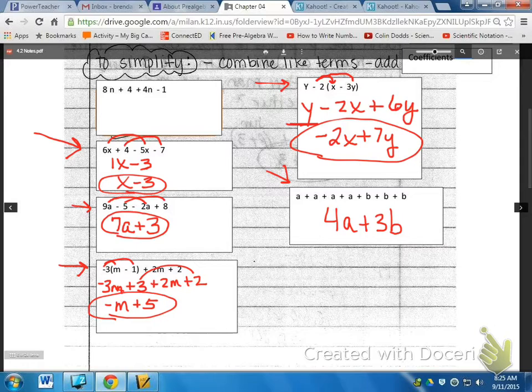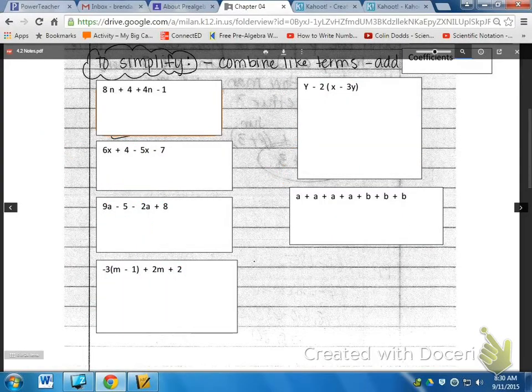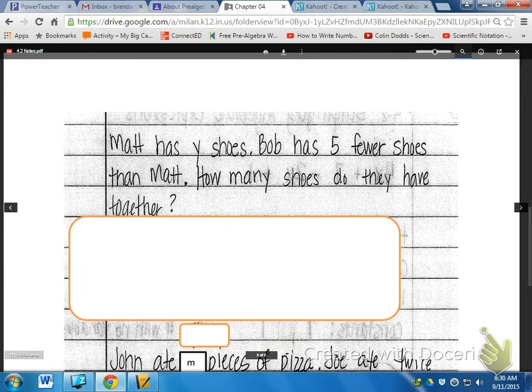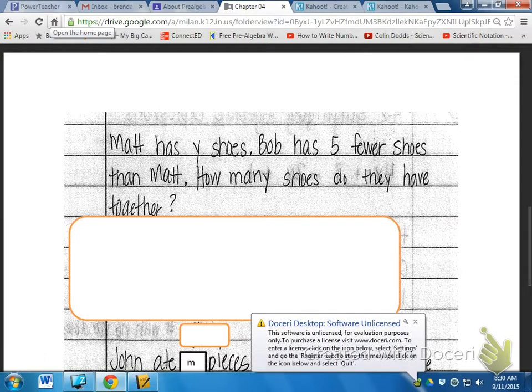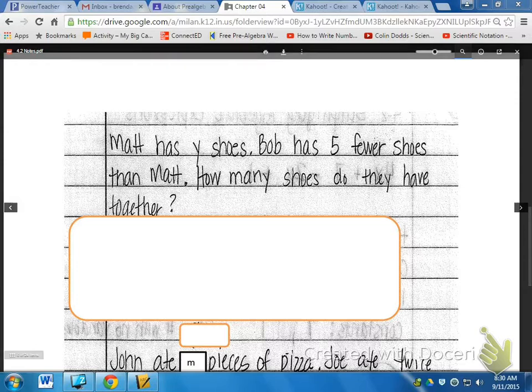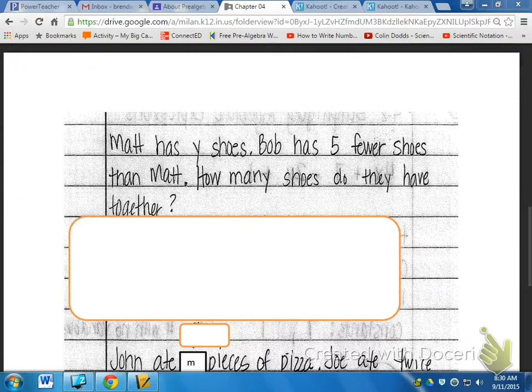Okay, we need to look at a couple of word problems because we're going to be doing a few of those. Okay, so here we go. And we are writing expressions and simplifying them. That's going to be the job with this. So hopefully you got this written down already. You can go back and write the problem, leave a little space, because we want to get to that Kahoot. So, Matt has Y shoes. Bob has 5 fewer shoes than Matt. How many shoes do they have together?